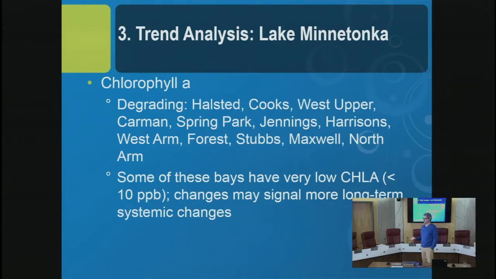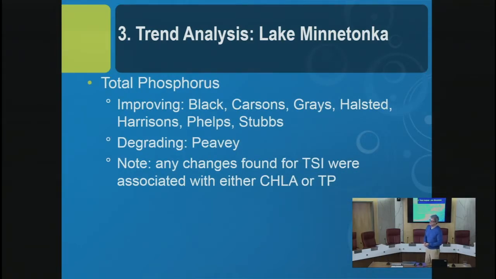For chlorophyll A, it's surprising that a number of bays were degrading, but as I mentioned, some of them have really low chlorophyll to start with, so they could go from about 8 parts per billion average to 12. You go out there and look at the lake and I can't tell any difference. But I think that's what might be going on there. Or it may be signaling more long-term systemic changes. It's just a possibility.